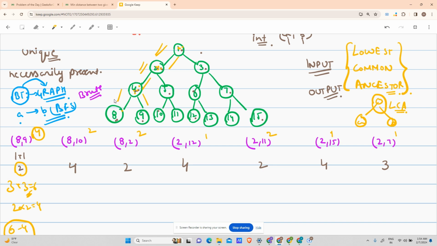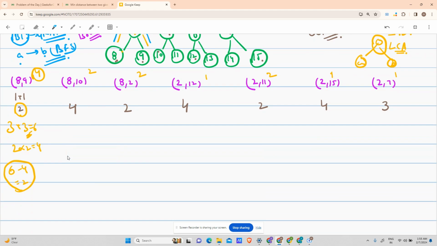Now, to get this distance, let me change the ink. To get this distance, I have to subtract these values 1, 2, 1, 2, right? These three were coming from these values. So for that, I am subtracting these values that were coming from 4, right? And that has to be subtracted two times because it was coming two times. Okay, 6 minus 4 gives me 2. This is the only clear approach.